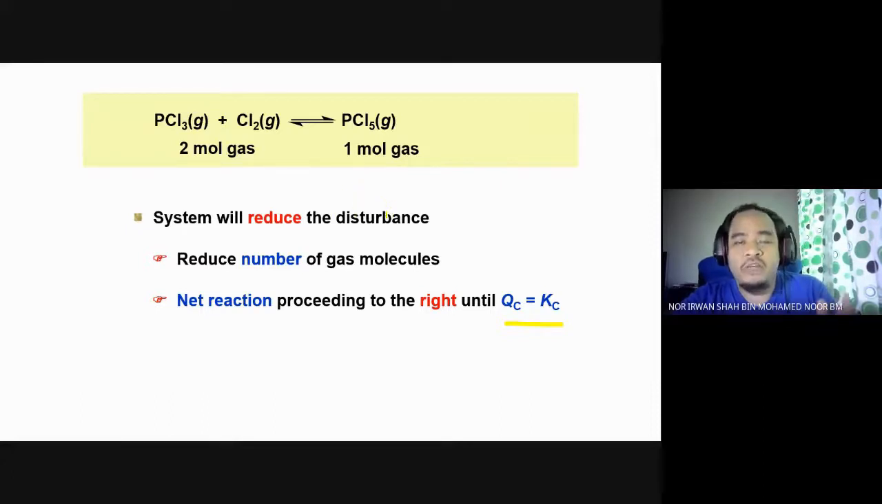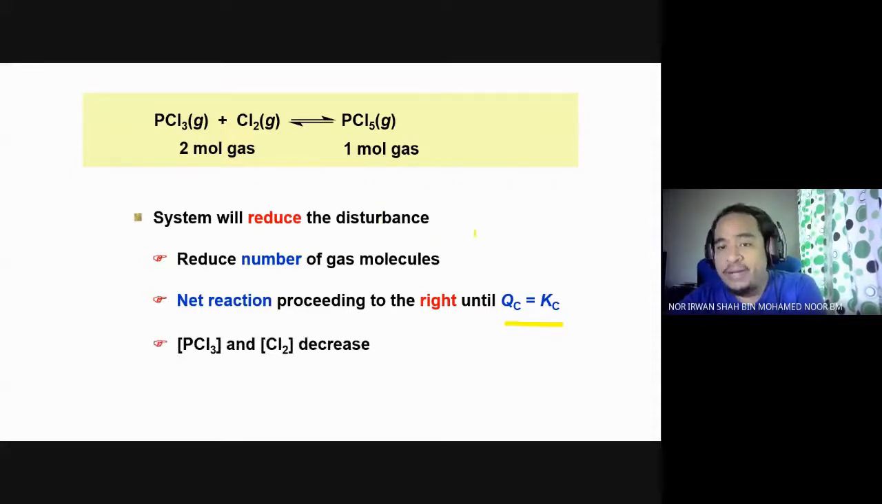Okay, the system will shift to the right until QC equals KC. And what happened finally once QC equals KC? What will happen to the concentration of both of these gases, PCl3 and Cl2, phosphorus trichloride gas and chlorine gas? So the concentrations of these two gases shall be decreased.